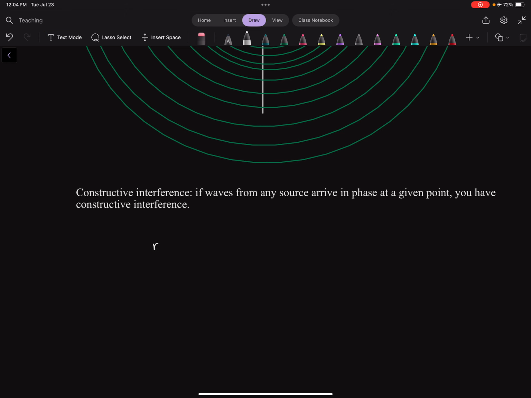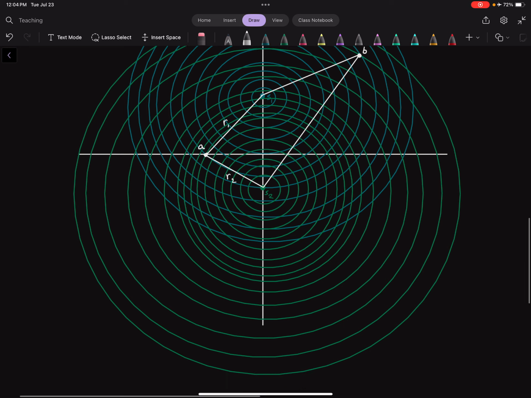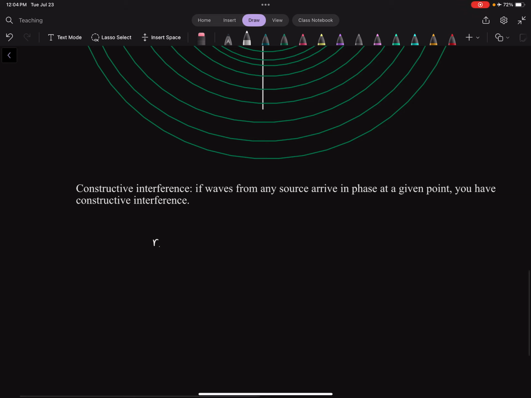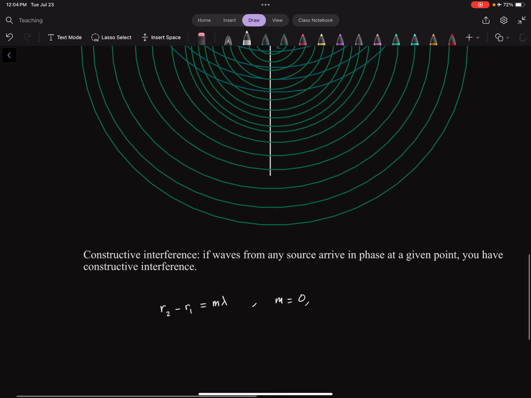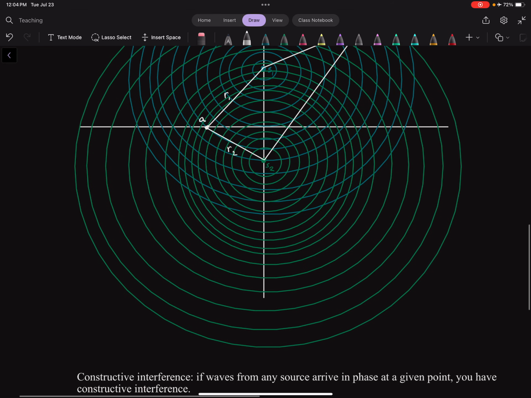So, like, if this is R1 and this is R2, right? R2 minus R1 must be equal to some integer multiple m of the wavelength, right? Where m could be 0. In the case of point A, it is 0. Could be positive or negative, and any integer. Okay. How about point C?